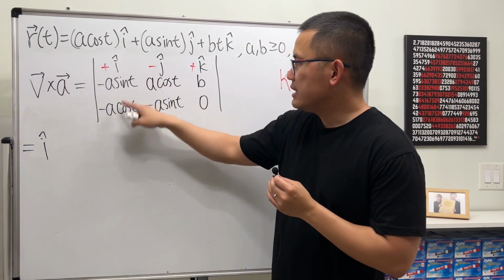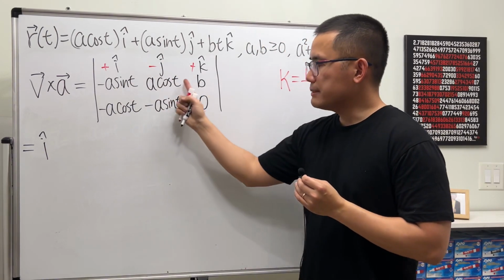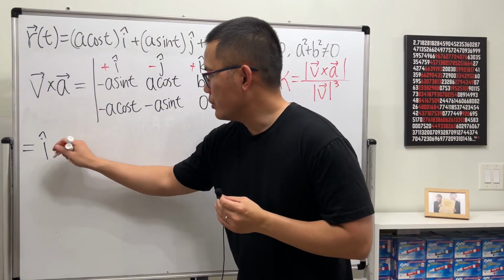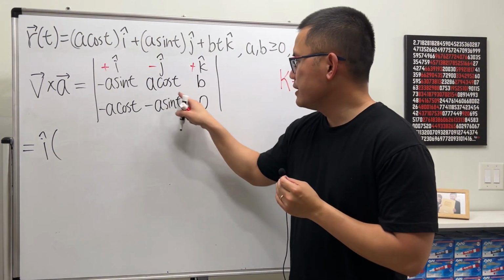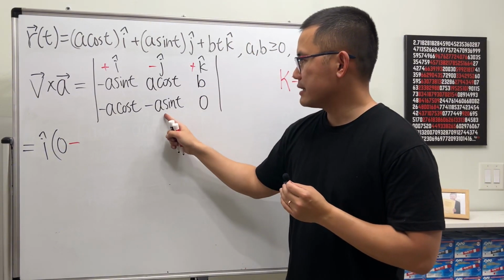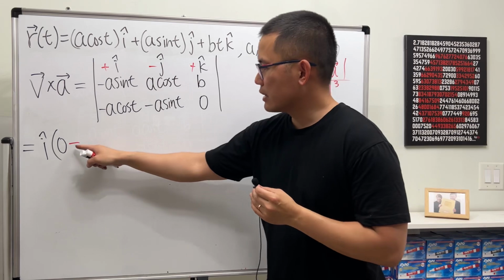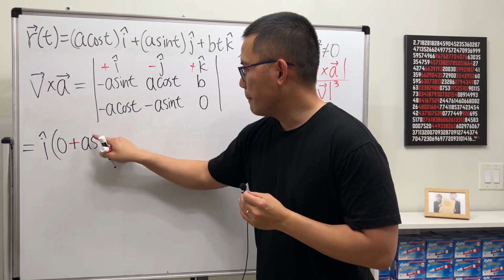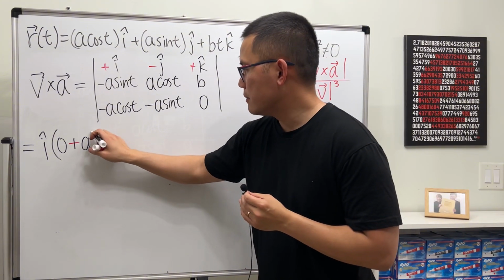And then we are going to delete this, delete that. Look at this part and do the determinant of the 2x2 matrix. To do so, we do this times that, which is just 0, and then minus this times that. That's negative, so that will make this positive. And then we will have ab sine t.